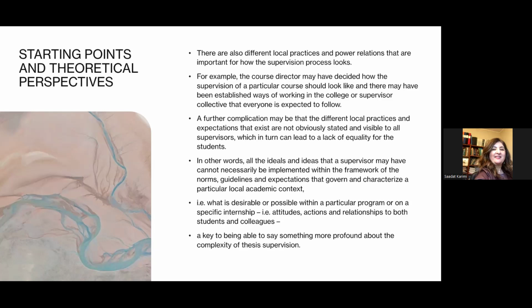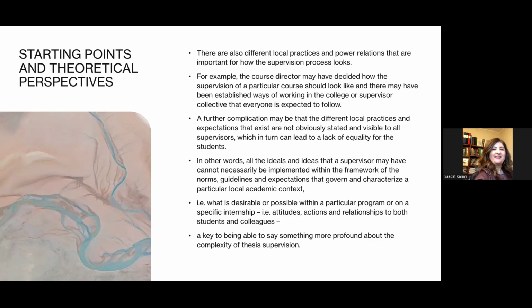Local practices and power relations are important for how the supervision process looks. For example, the course directors may have decided how the supervision of a particular course should look, and there may be established ways of working in the college or supervisor collective that everyone is expected to follow. A further complication may be that the different local practices and the expectations that exist are not obviously stated and visible to all supervisors, which in turn can lead to a lack of equality for the students.